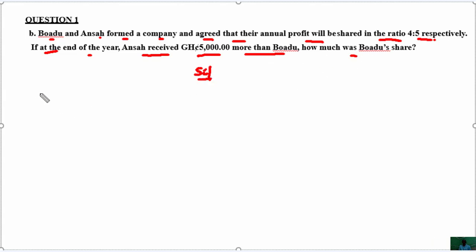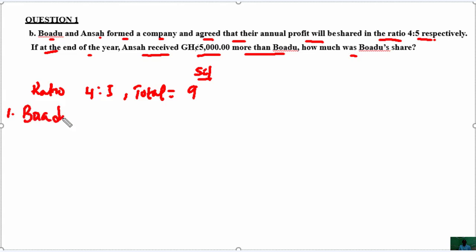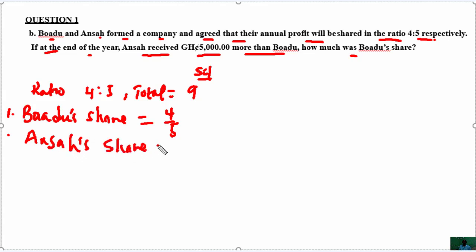So our solution. So we have ratio is 4:5. Now total ratio will be 9. So let's find Buadu's share. Buadu's share will be equal to 4/9. Then Ansa's share will be equal to 5/9.